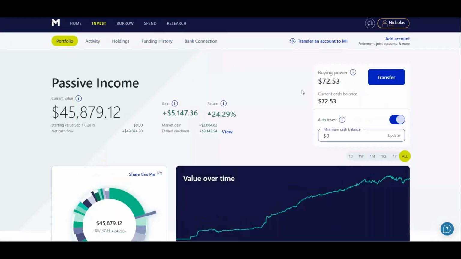And all that money is right here in the $72.53 in my cash balance. And that's going to go into SCHD.